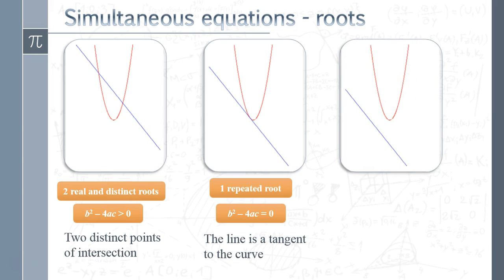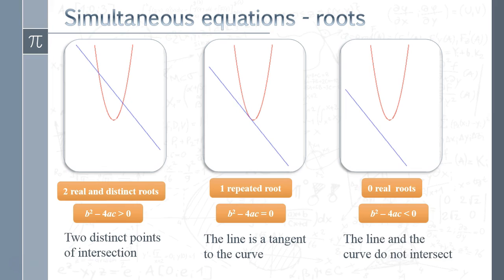And then the final situation we can have is when the line and the curve have no roots at all. So b squared minus 4ac is less than 0, and the curve and the line just don't intersect anywhere. So those are basically the three different things we can have. And I've illustrated it with diagrams where the curves are quadratic, but this could apply to circles, reciprocals, or any other kind of curves that you care to be working with.